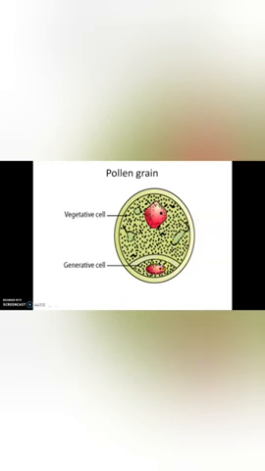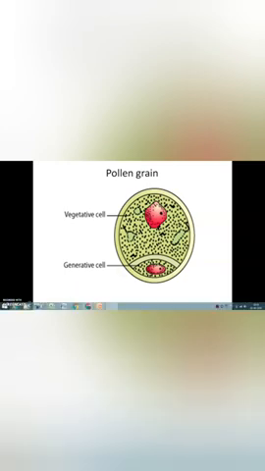Later, this generative cell undergoes mitosis to produce 2 male gametes. That means the pollen grain is now said to be at the 3-celled stage. Children, cereals like jowar dehisce at the 3-celled stage, whereas 60% of angiosperms dehisce their pollen grains at the 2-celled stage.